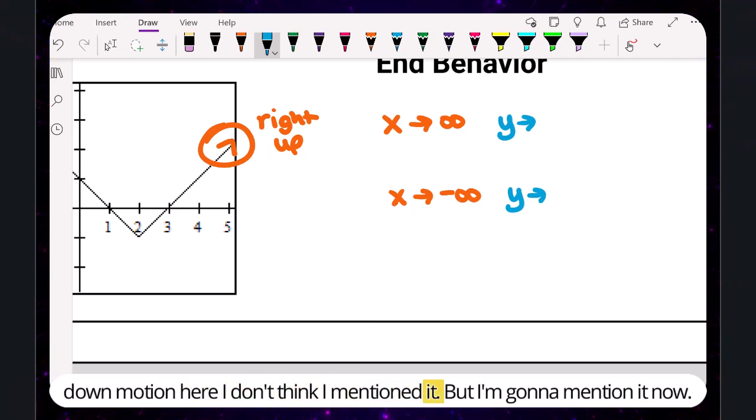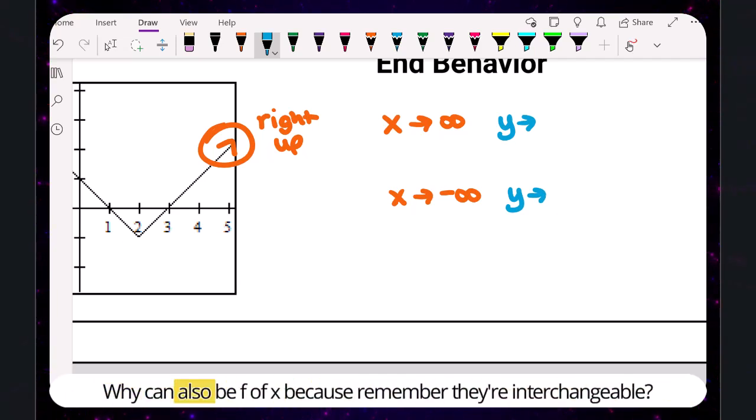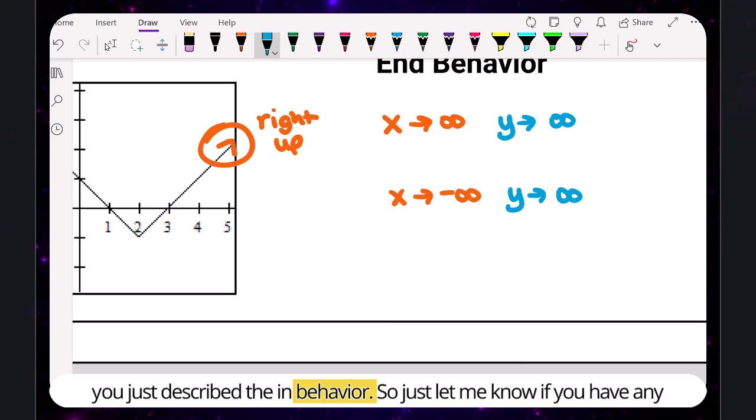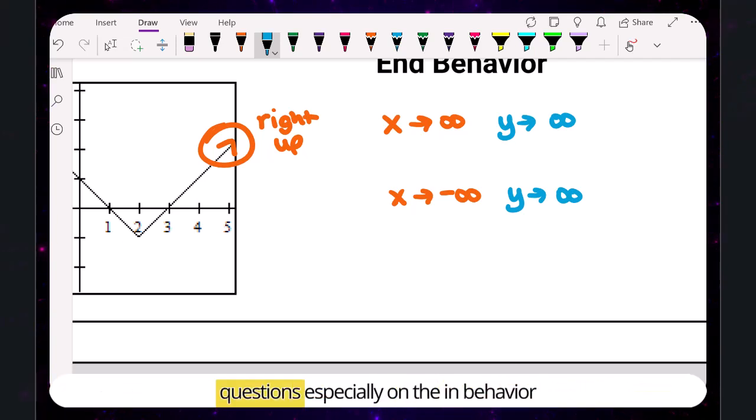I don't think I mentioned it, but I'm going to mention it now. Y can also be f of x, because remember, they're interchangeable. Y has to be going up, so I have to use positive infinity. Congratulations, you just described the end behavior. Let me know if you have any questions, especially on the end behavior.